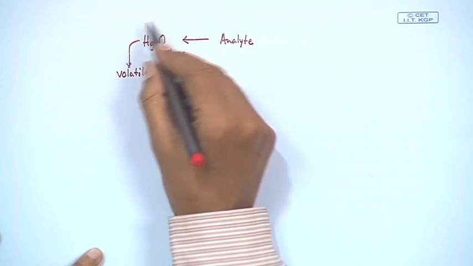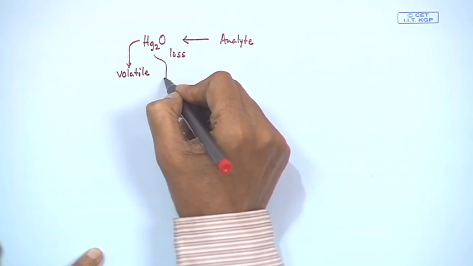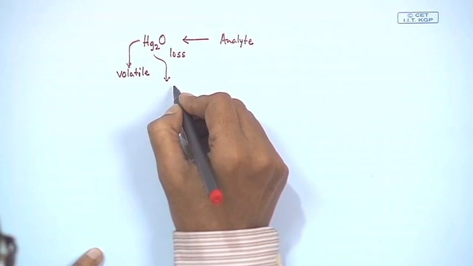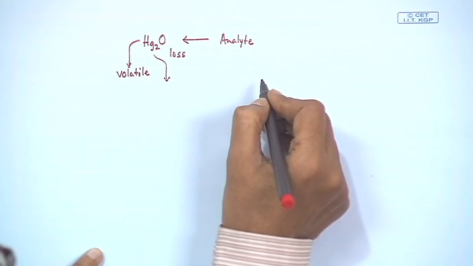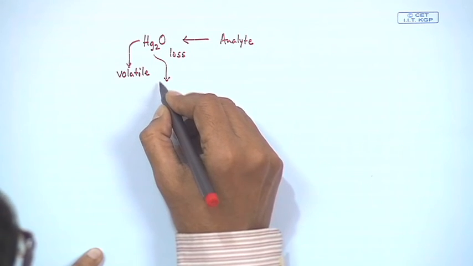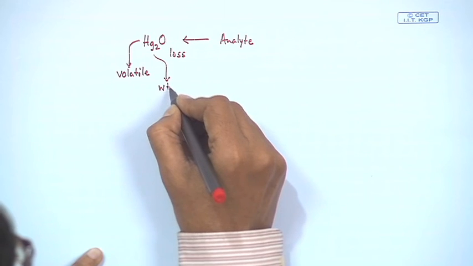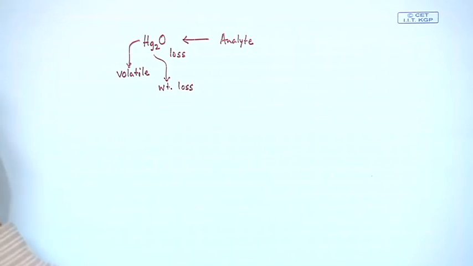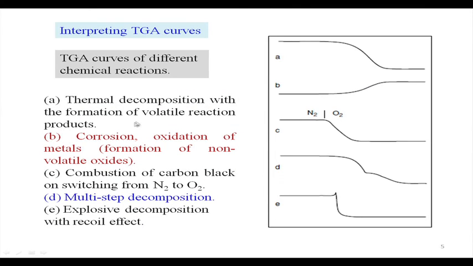So, the corresponding weight loss is due to the removal of HgO from the crucible, which is in the furnace, and the furnace is taking its corresponding weight by the balance. So, this is your corresponding weight loss. The volatility of one component of the sample is therefore important.